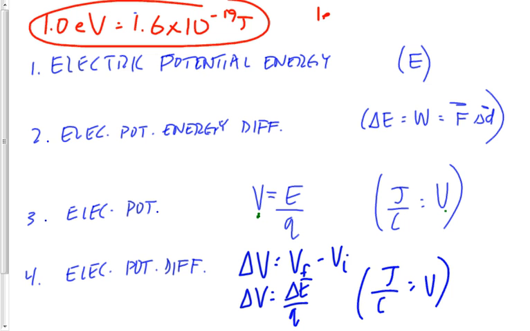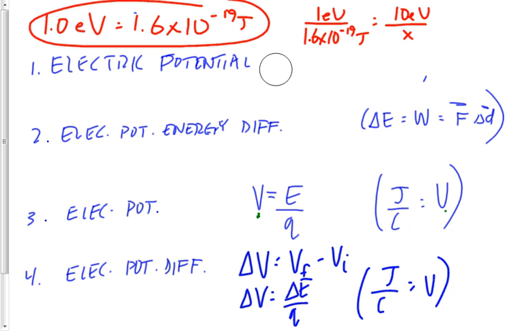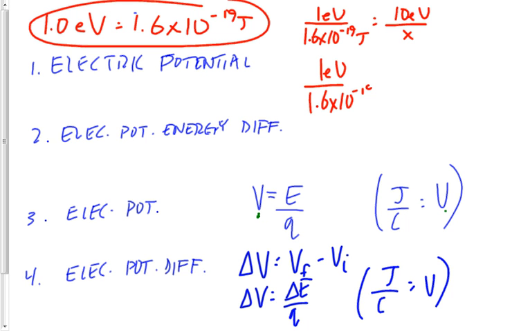We're going to set up a little ratio. 1 electron volt over 1.6 times 10 to the minus 19 joules equals, let's say we had 10 electron volts, 10 electron volts over x, solve for x. If, on the other hand, you were asked to convert joules to electron volts, let's say 3.2 times 10 to the minus 19 joules, we set it up the same way, except the x would go on the top here. 3.2 times 10 to the minus 19 joules is equal to x electron volts. Do the math. Take the 3.2 up, divide by 1.6.